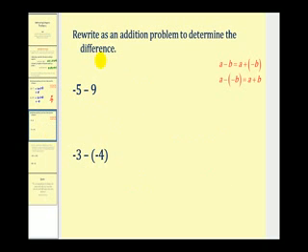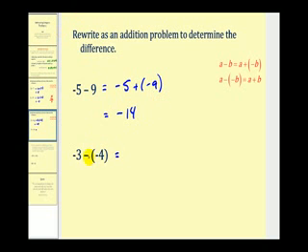Negative 5 minus 9 would be the same as negative 5 plus negative 9. Well, now we're adding two integers with the same sign, so the rules say add their absolute values and keep the sign. So 5 plus 9 is 14, but it would be negative 14 because they're both negative. Notice when they're the same sign, we add their absolute values. In the previous example, when the signs were different, we subtracted. Let's look at another one.